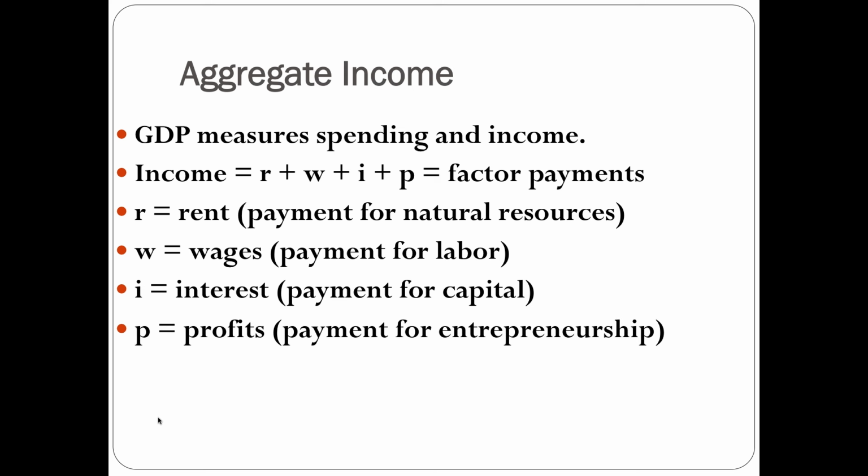And P is profits, which is the payment for entrepreneurship. So we have the aggregate income, aggregate spending model. You need to be much more concerned about the aggregate spending model. I want to make that clear.